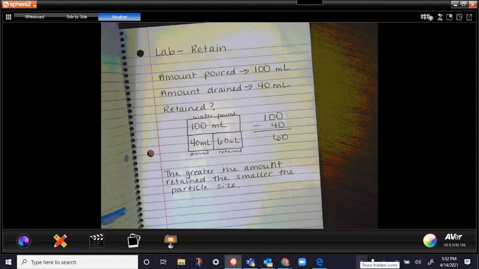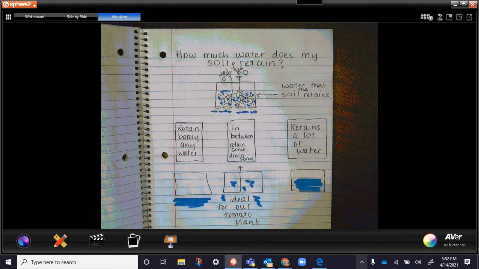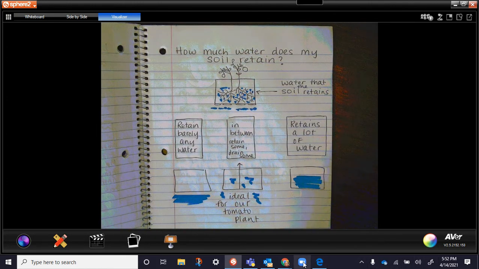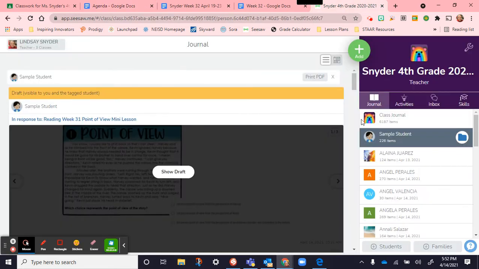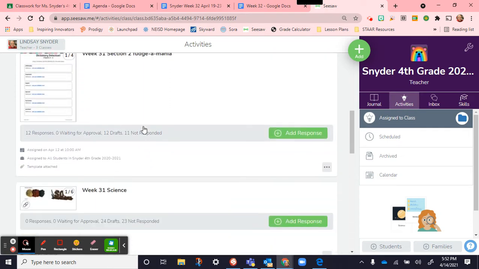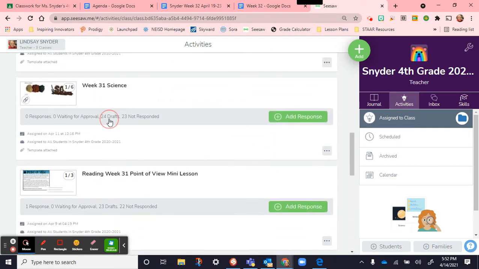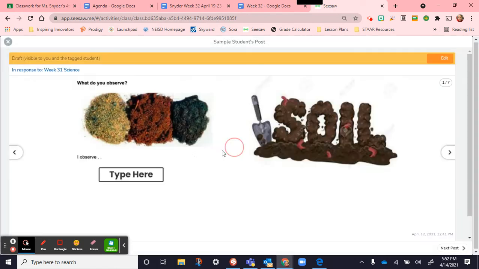And so all of these notes, make sure you pause and get this one. These are, let me find my place back here. All right, going to Seesaw, going to activities, going to week 31 science, clicking your draft that you've got.